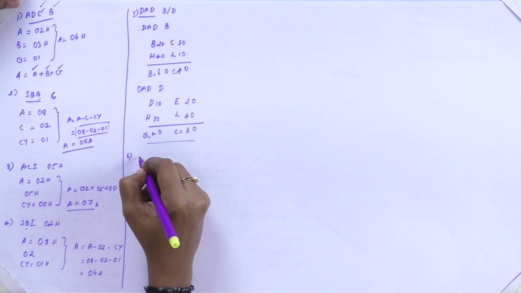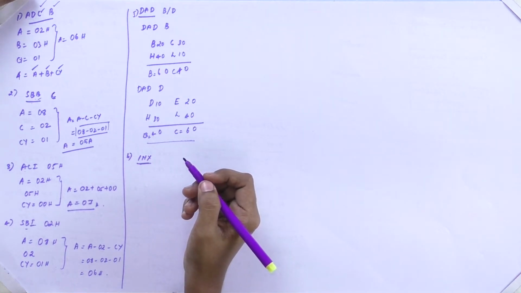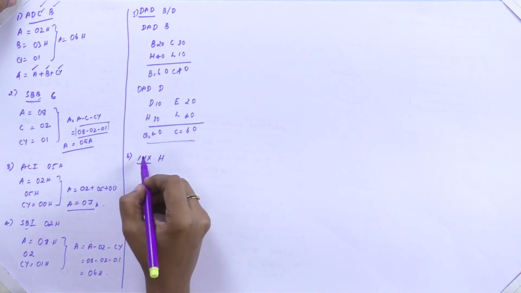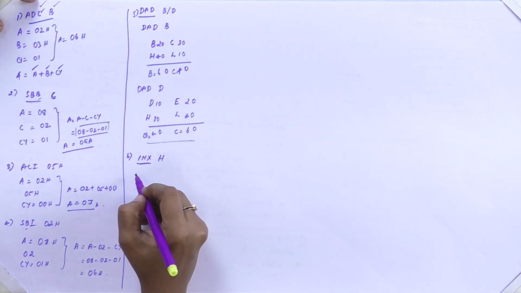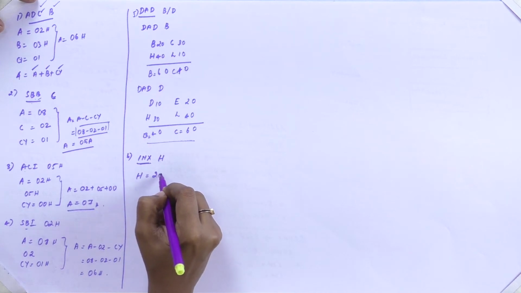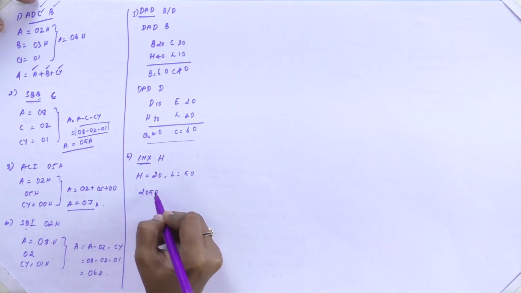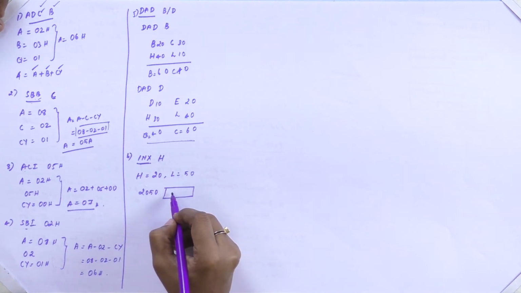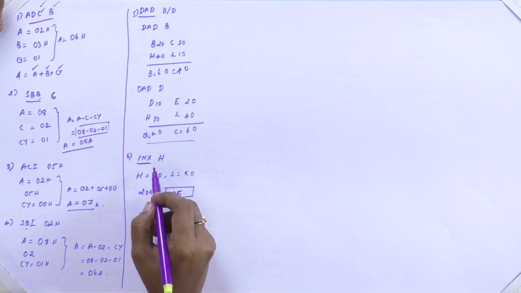Next additional instruction is INX. It means increment register pair. If you execute INX H, then it increments the content present in the HL register pair. Example is H is equal to 20 and L is equal to 50, then it points to the memory location 2050, and if the content present at 2050 is equal to 05, then it gets incremented by 1 as 06. This is the function of INX.